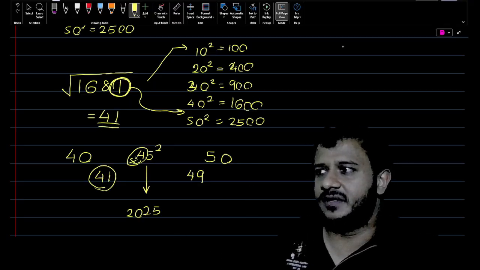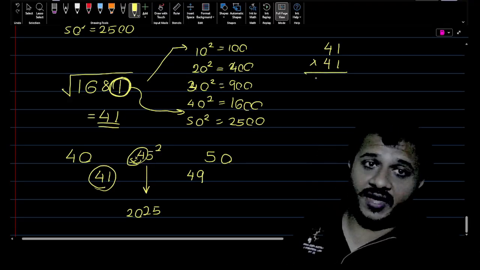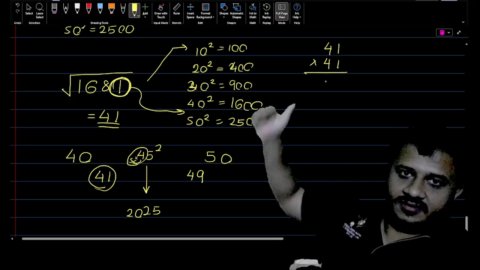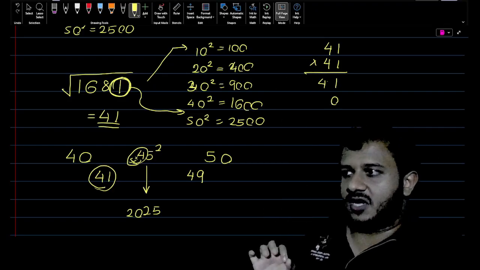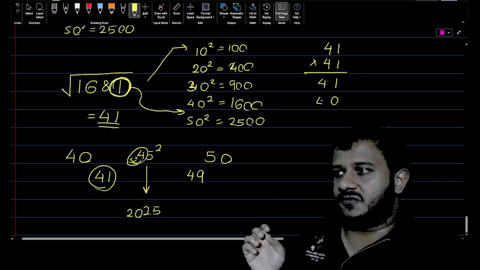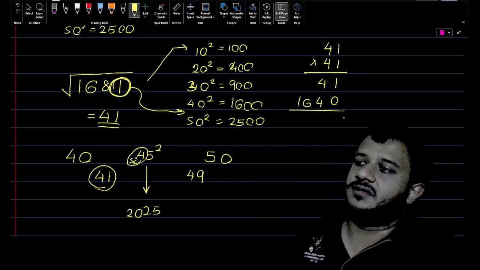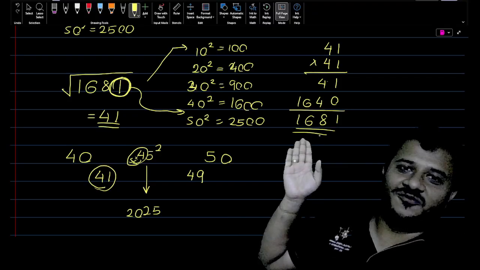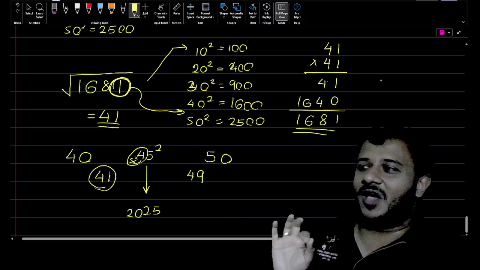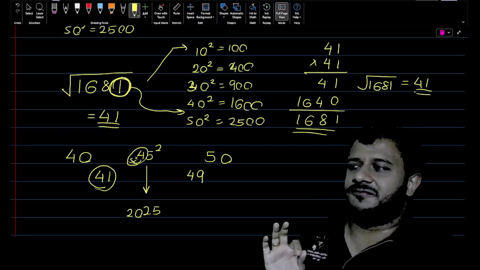Let's check it for fun. Is this really correct? Is 41 times 41 equal to 1681? 1 times 1, that's a 1. 1 times 4, that's a 4. 0 comes in. 4 times 1, that's a 4. 4 times 4, that's a 16. So 1, and 4 and 0 is 4, then 4 and 4 is 8, and 6 and 1. Look at that. 1681. So the square root of 1681 is definitely 41.